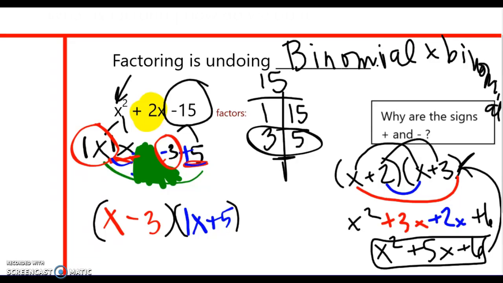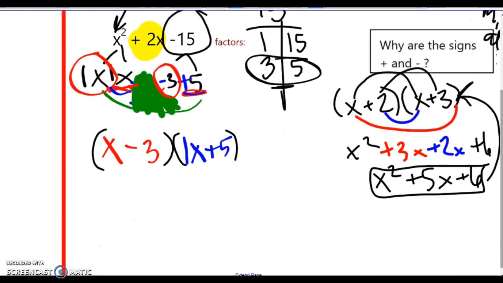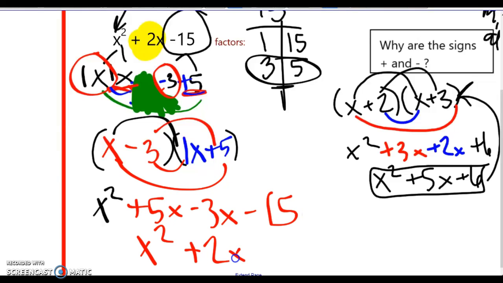Now I'm going to check my work real quick. So how does this all go together? Well, if I put it back, x times x is x squared. Then x times 5, positive 5x. Then I'm going to do negative 3 times 1x, which is minus 3x. And then negative 3 times 5, negative 15. So I get x squared plus 2x minus 15.